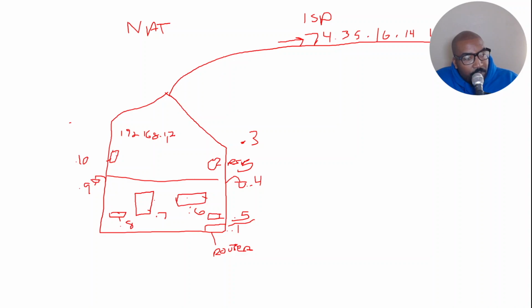So the internal IP addresses are 192.168.1, and actually .0 is the network ID. We'll get into that, I'll explain that to you. We're going to call this a /24. So the first 3 octets are the same. Every one of these IoT devices has the first 3 octets 192.168.1.